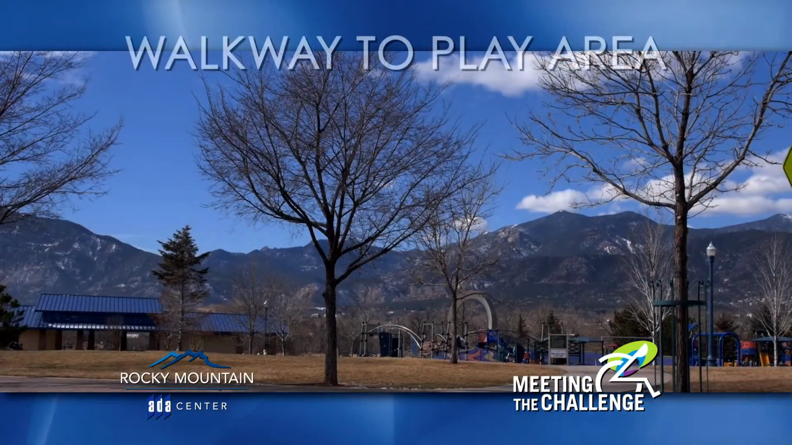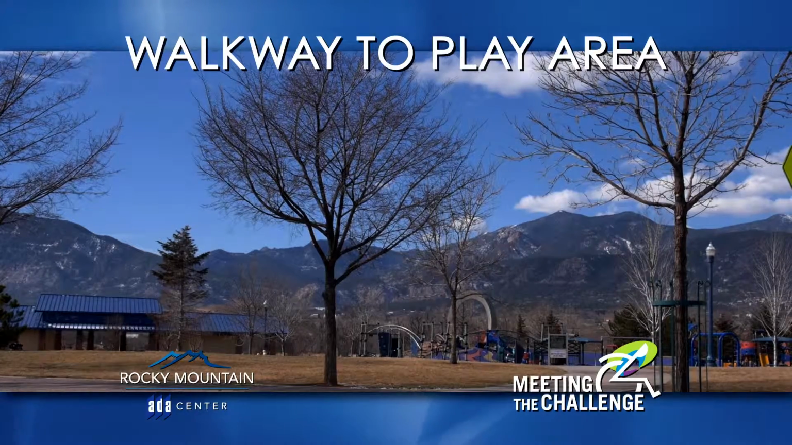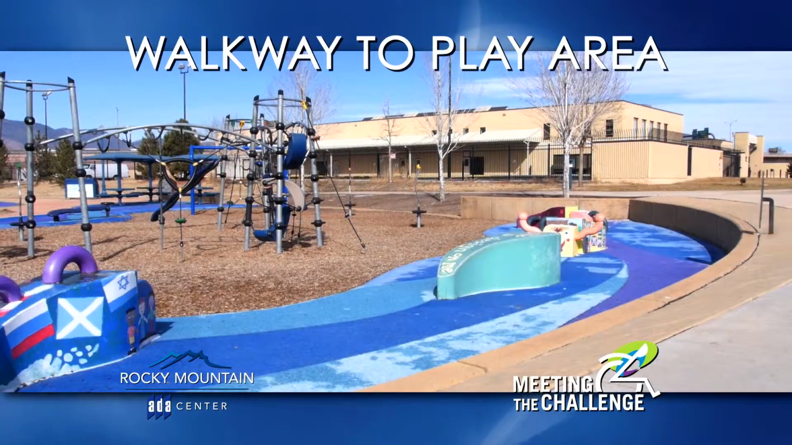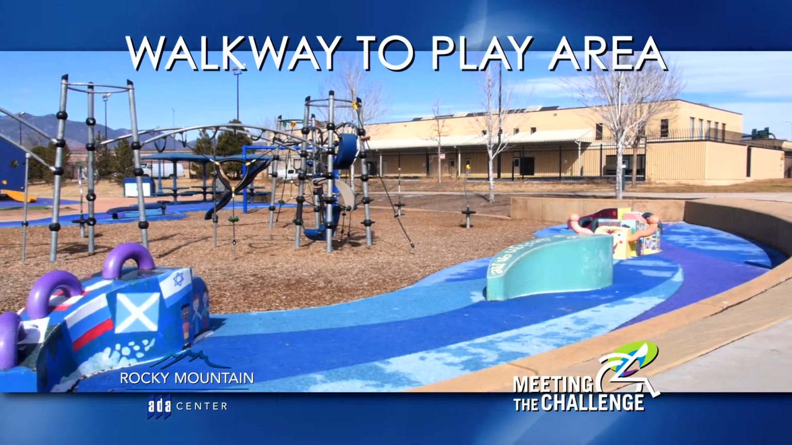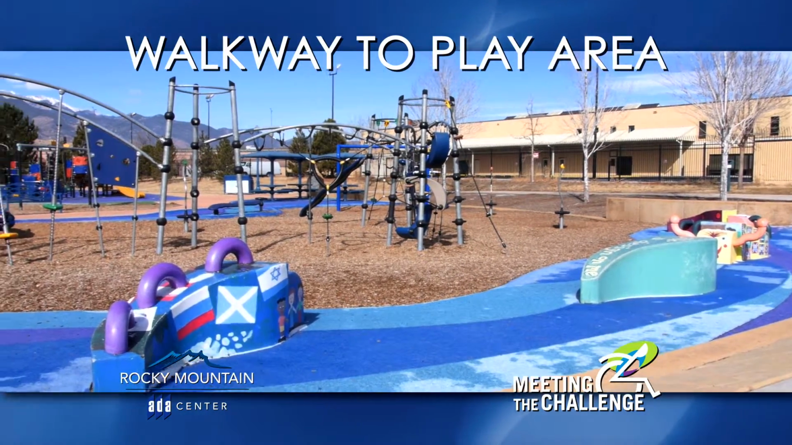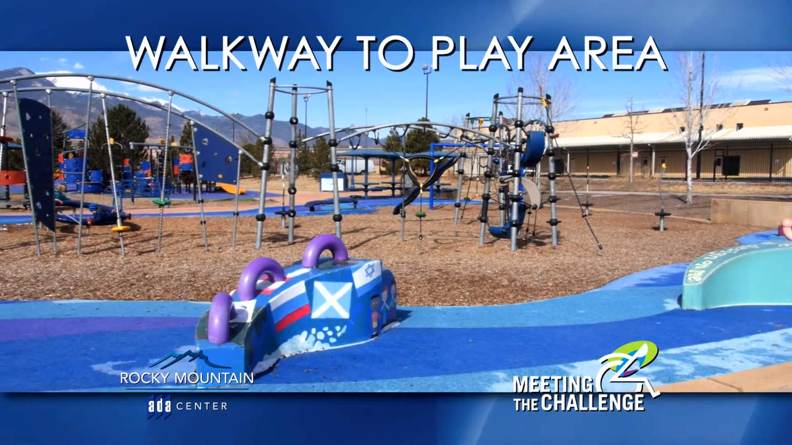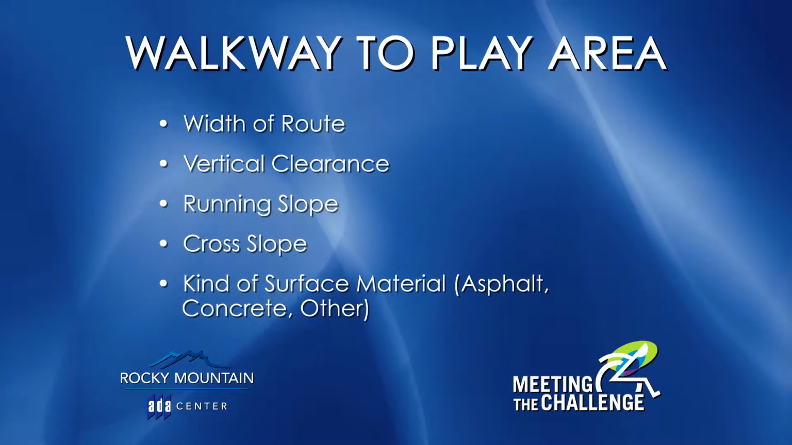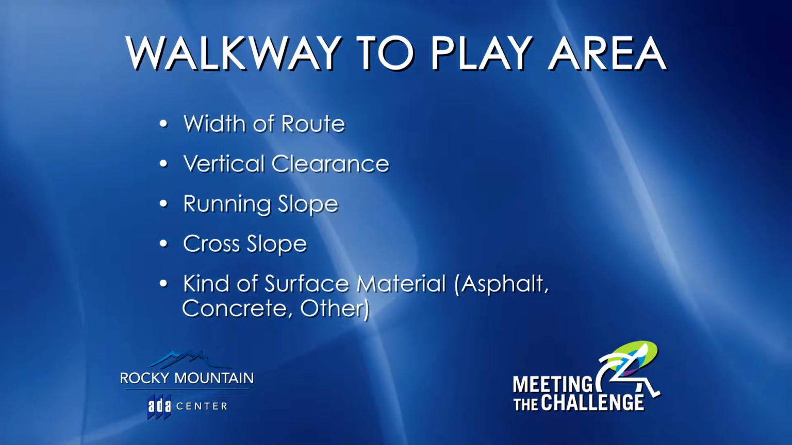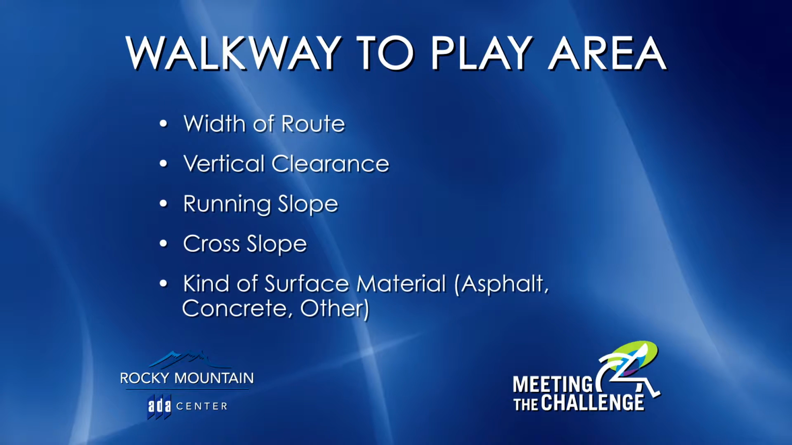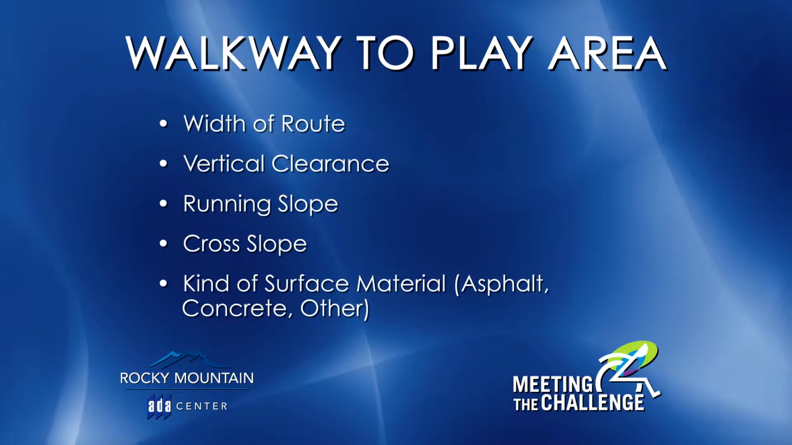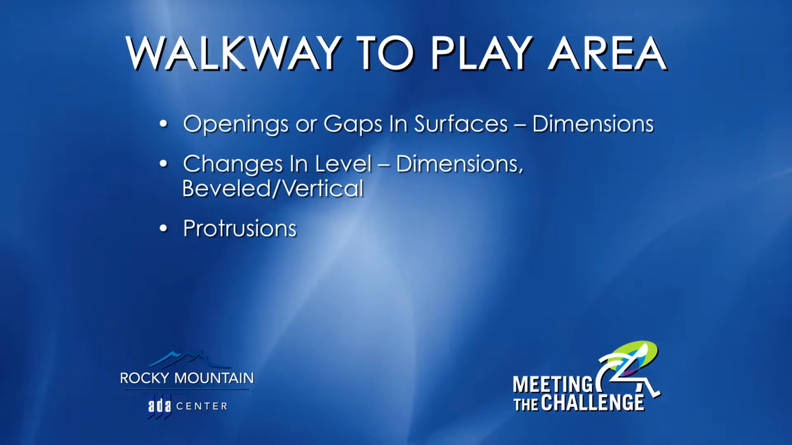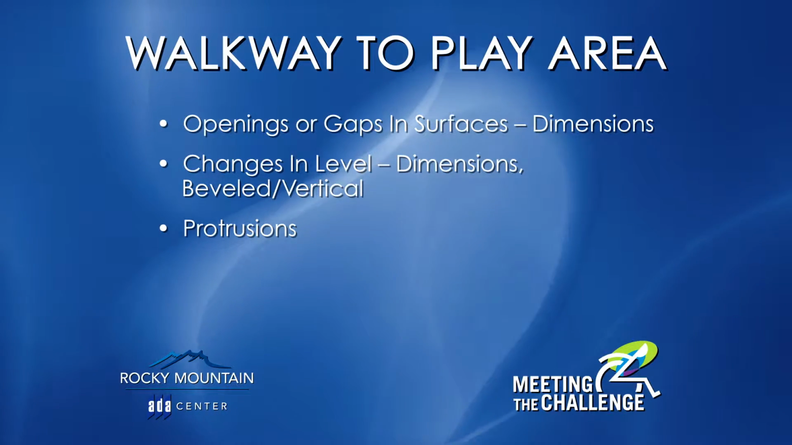Walkway to play area. Beyond the play area, mountains. Around the play area, grass and trees. An accessible route must connect the site arrival points, accessible parking, pedestrian walk-in public right-of-way, and transit stops to the play area. Attributes of those paths of travel that must be observed or measured include width of route, vertical clearance, running slope, cross slope, kind of surface material, openings or gaps in surfaces, changes in level, protrusions.